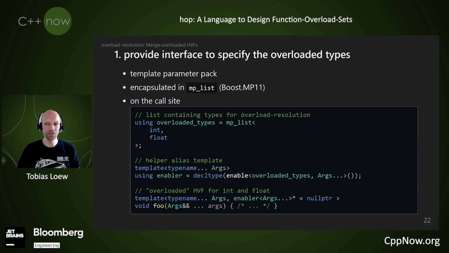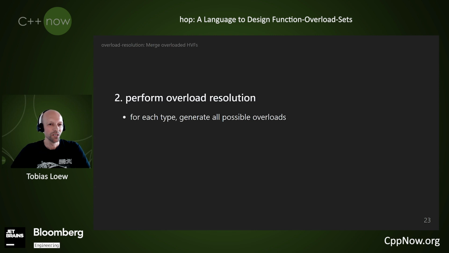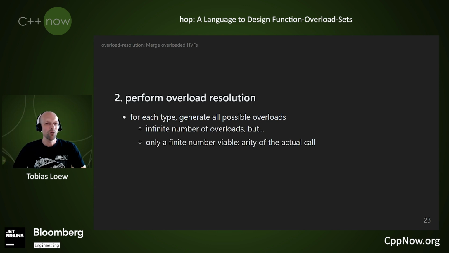Okay, how do we do the overload resolution? For each type, we have to generate all the possible overloads. So in our case, we have an int, we have a float, and how do we generate all those possible overloads? That's in general an infinite number. We could do it for 1, for 2, for 3, for 4, for 5, but we only have a finite number of viable functions anyway: only those that have the right arity, which would mean the arity of the actual call.